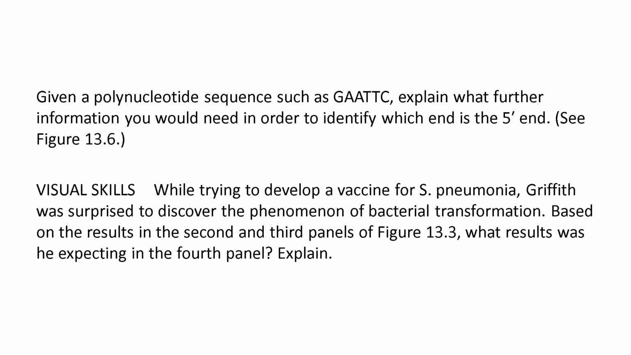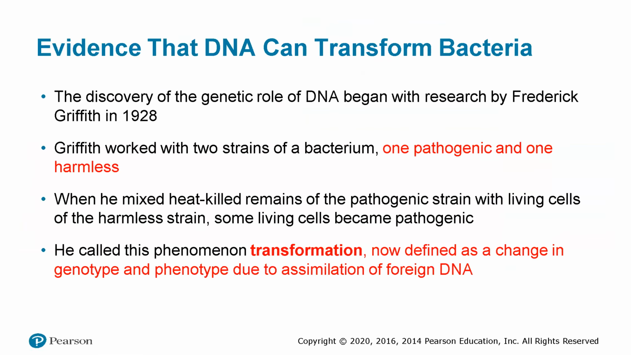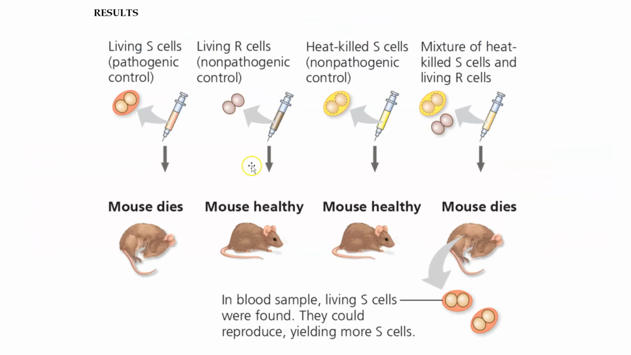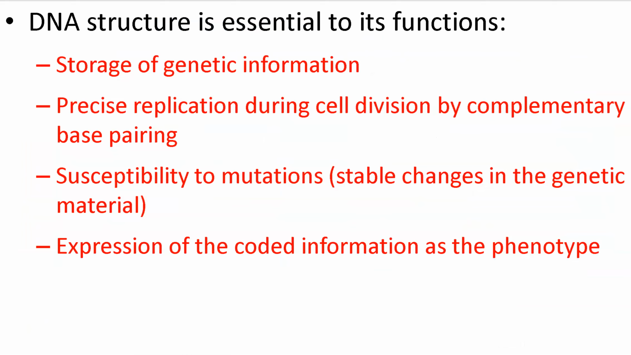All right, so here's your last 2 questions. Given a polynucleotide sequence such as GAATTC, explain what further information you would need in order to identify which end is the 5' end. And then, while trying to develop a vaccine for Streptococcus pneumoniae, Griffith was surprised to discover the phenomenon of bacterial transformation. Based on the results in the second and third panels, figure 13.3, what results was he expecting in the 4th one? And we kind of already talked about it, but just in case, here's the panels right here. And they're talking about this one. Okay. And so go ahead and answer those couple of questions.